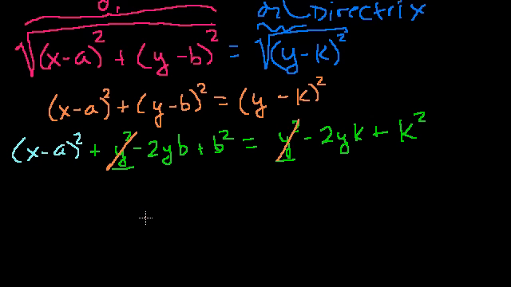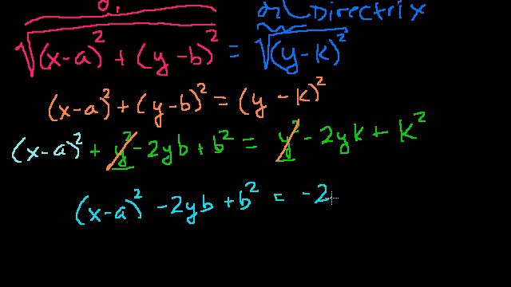So all of a sudden, this is starting to look a lot more like a parabola, because this is now an equation that relates y's to an x squared. So let's clean this up and make sure that we can get it in a form that we normally associate with a parabola. So I'll just rewrite it: x minus a squared minus 2yb plus b squared is equal to minus 2yk plus k squared.